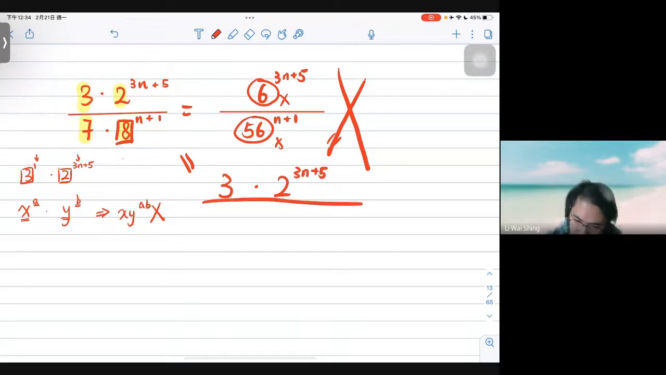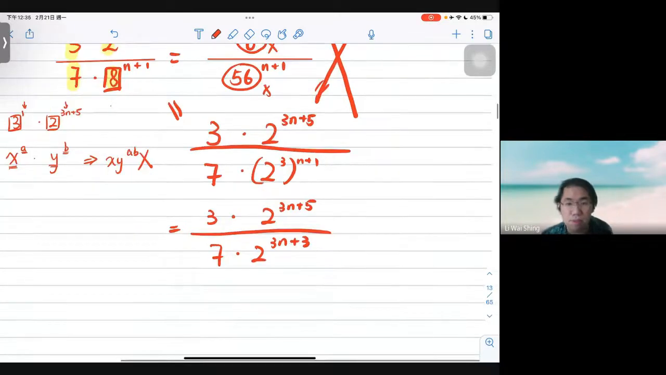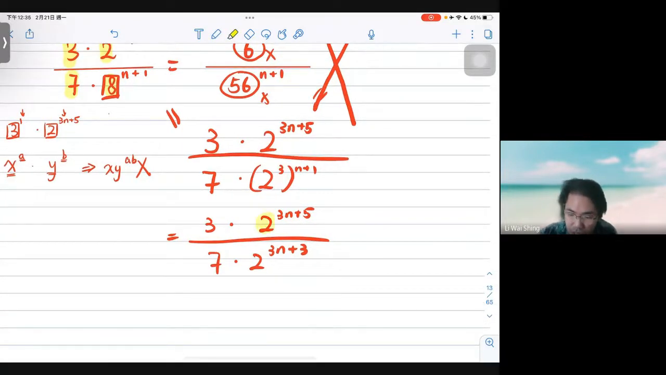Split base. So equals 3 times 2^(3n+5) over 7 times 2^(3n+3). Here you can see they share the same base, in the form of a^m over a^n. Then you can combine them.